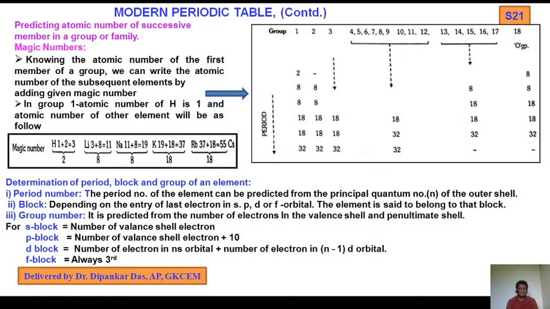So n-d, so how many electrons are present in the NS orbital and how many electrons are present in the n-d orbital? That is called the group number of a D block element. Always third, A block means always third group number. Okay, so there will be no problem. So again I recap this portion.